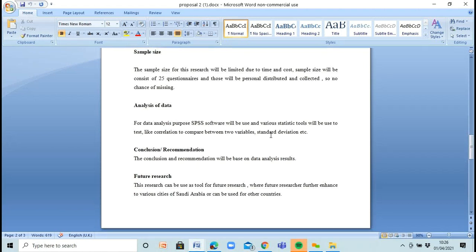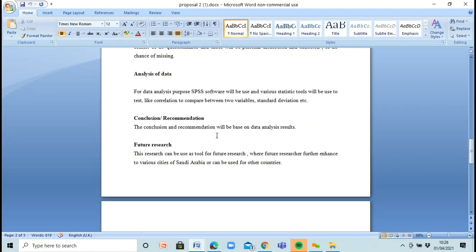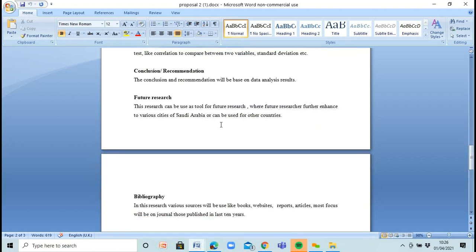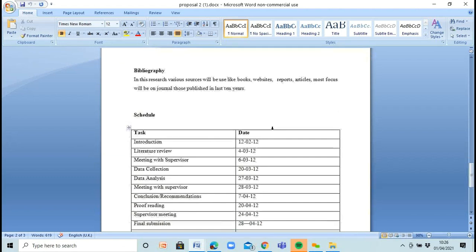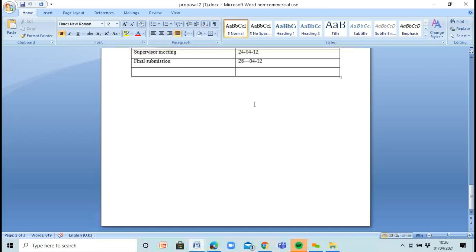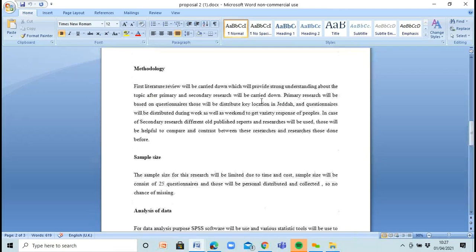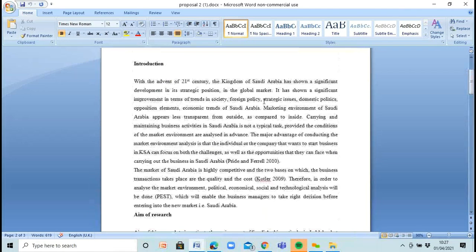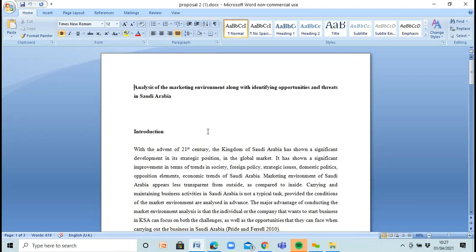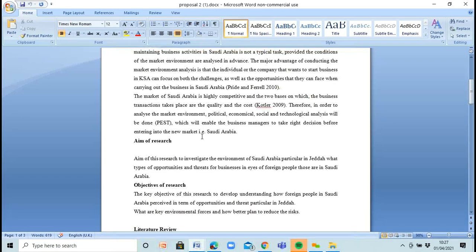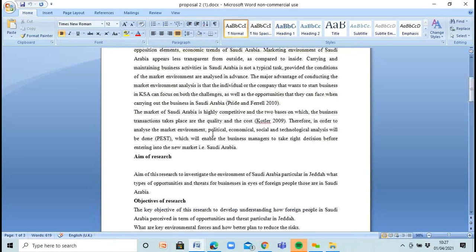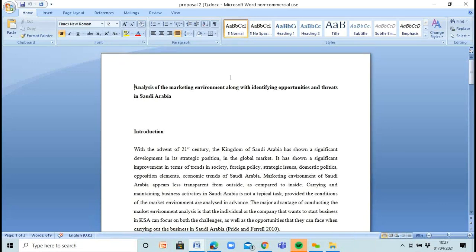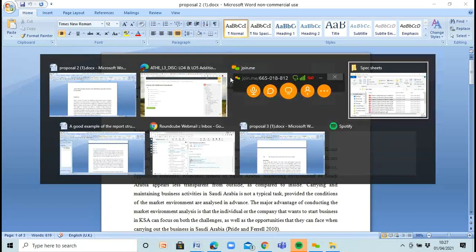Then how you're going to analyze your data, then your conclusion and your recommendation. Then you might want to go into future research, and then you put down your bibliography. And that's it. So you see, it's not as long-winded as it seems to be. It's a nice structure, so you can always have a look at this and see, okay, I can follow the same type of research here. Then we have another proposal.